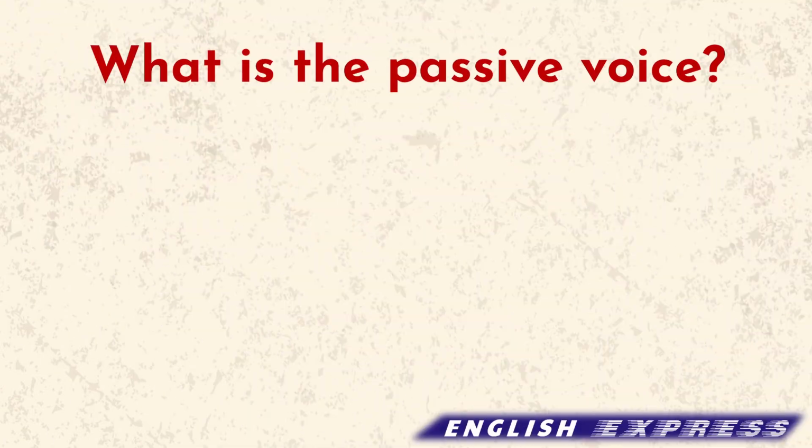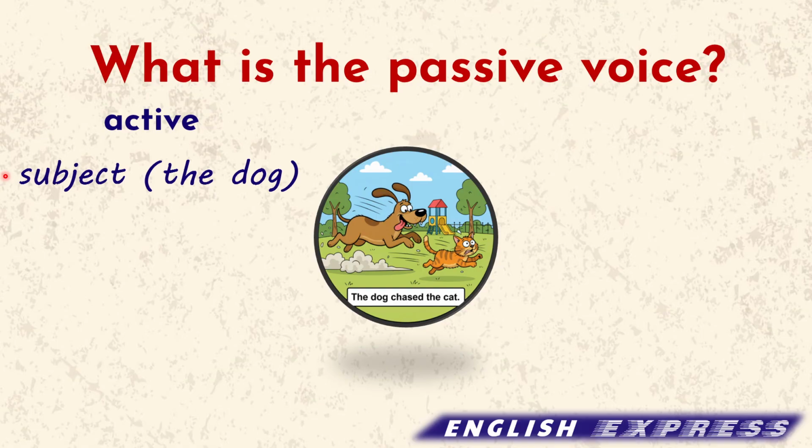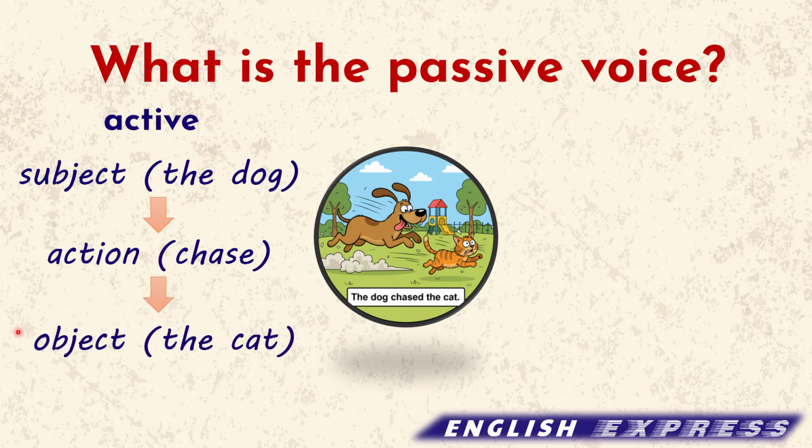First, what is the passive voice? In the active voice, if we have this picture, we would say the dog chased the cat. In the active, we have a subject, in that case, this funny dog, doing an action. It is the subject which does the action, in this case to chase, and the action is received by the object, in this case, this little scared cat.